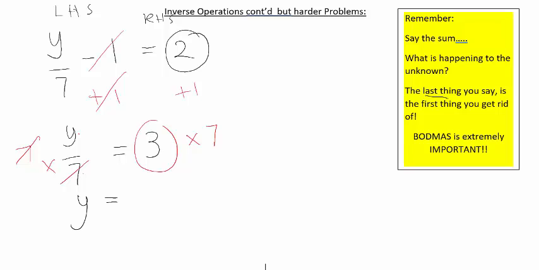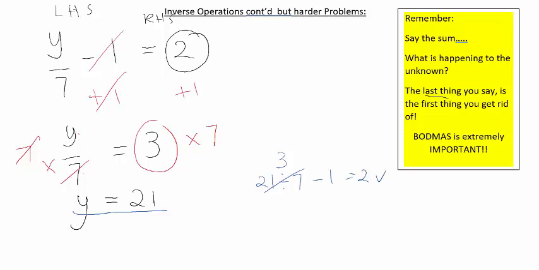Y equals, what's 3 times 7? 21. Okay, so now I have to check my answer. So 21 divided by 7 is 3. 3 take 1 equals 2. Yep, it works out, so then I underline it. So again, what's BODMAS got to do with it? It's because that's the order of operations that I had to do in the first place. So that means I have to do the opposite to go backwards, or to do the inverse.